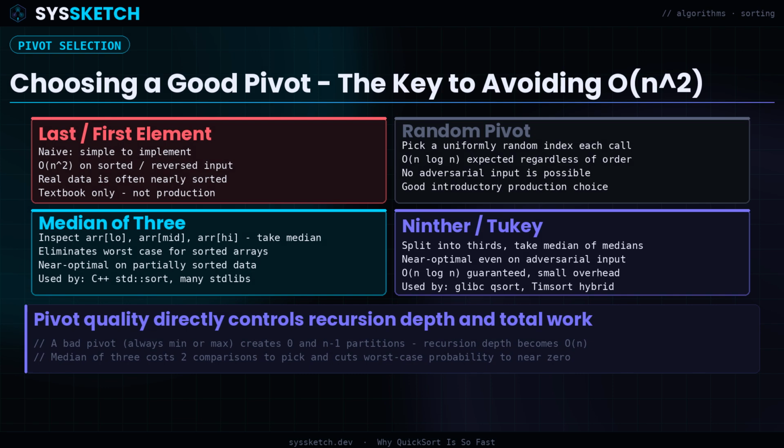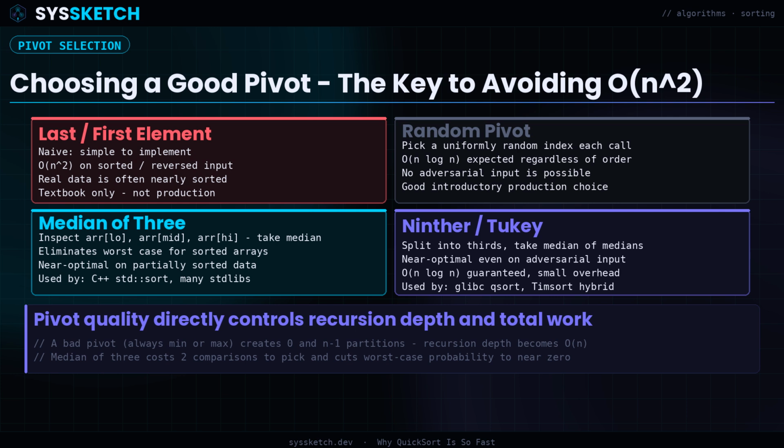That sounds like a pathological case, but real-world data is often nearly sorted. Log files, database query results, user-provided lists. The fix is median of 3. Inspect the first, middle, and last elements of the array and use the median value as the pivot. This costs 2 comparisons and eliminates the worst case for sorted and reverse sorted input.